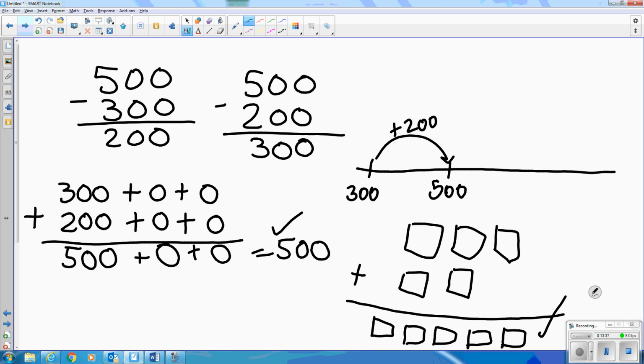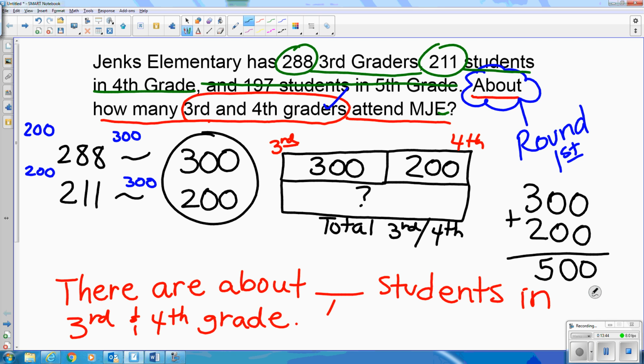Let's go back to our problem now. So how confident are we that there's about 500 third and fourth graders at James? We're pretty confident, right? In fact, I think I'm confident enough to put our answer right here. How about you? Are you confident enough to put it in the answer blank? Yes. Very good. All right, good job, boys.